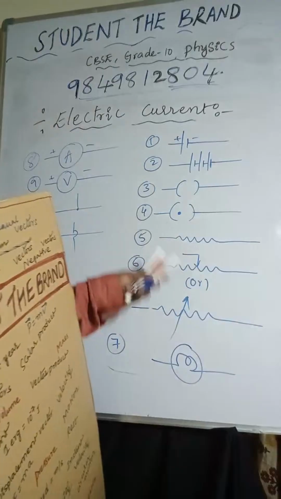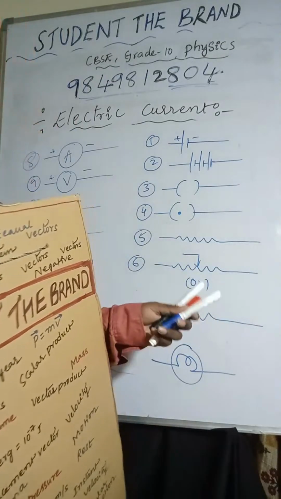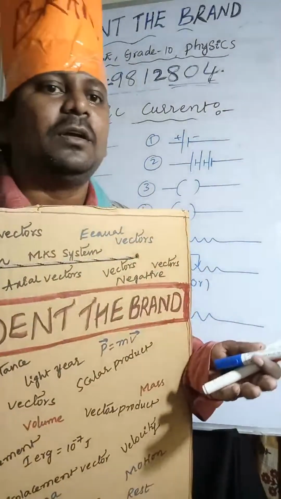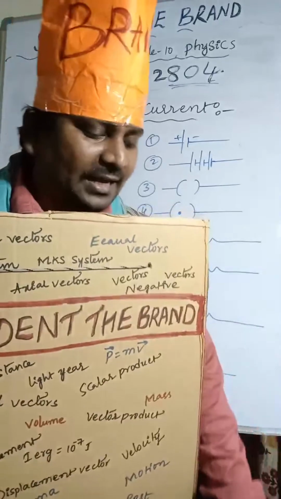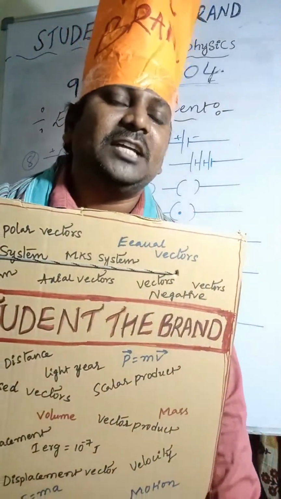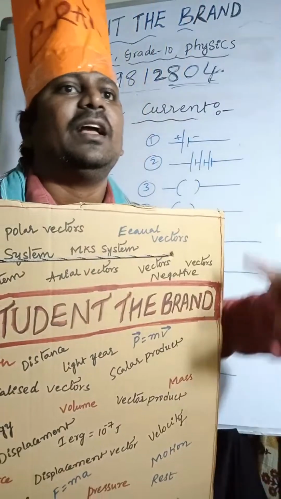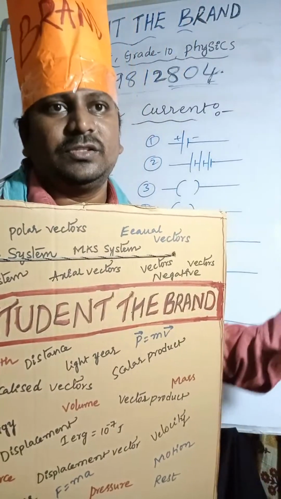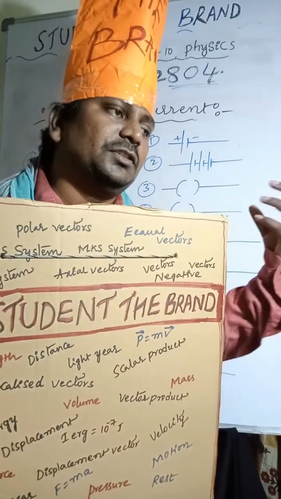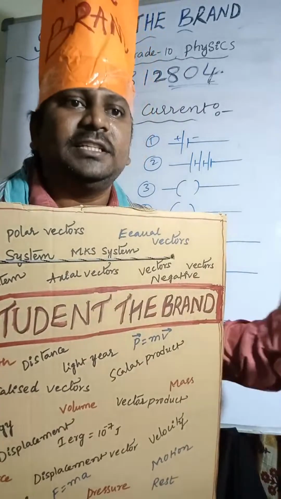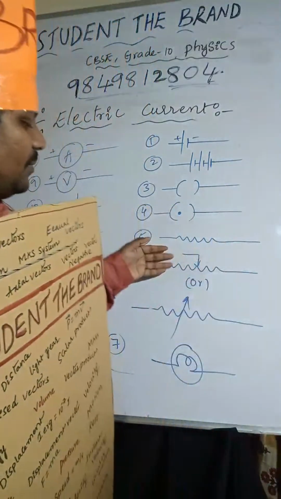Now you can see here, rheostat. Rheostat is a device which is used to regulate the current without changing the voltage source. So that is about rheostat.